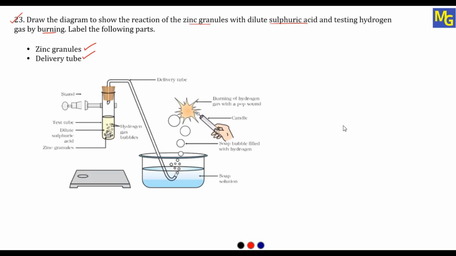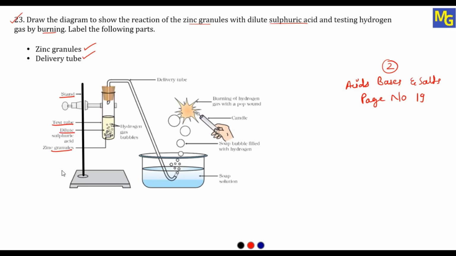It is from your NCERT book from the chapter Acids, Bases and Salts, that is chapter number 2, and it is present on page number 19. The same diagram I have taken here. You can see in the diagram, here there is a stand. Let me draw that stand. So this is the stand here, you can see. Then this is the test tube labeled here. Dilute sulfuric acid is here and zinc granules are here.